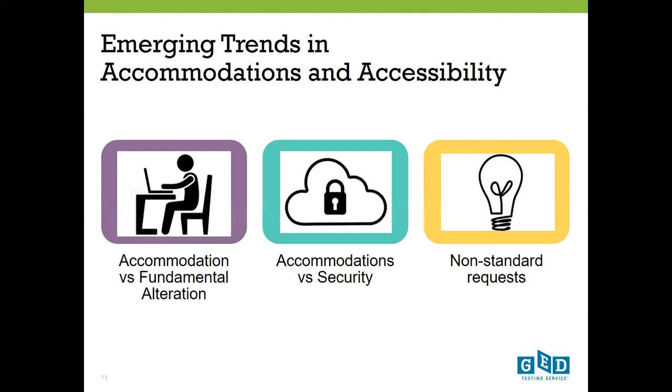Then we have accommodations versus security. In the world we live in today, it's pretty hard to find things that aren't Bluetooth enabled or that need your cell phone. So for example, candidates who have diabetes often today need their iPhone to be able to monitor their blood sugar. So we have to work with those candidates to find a solution for them so that they can test.